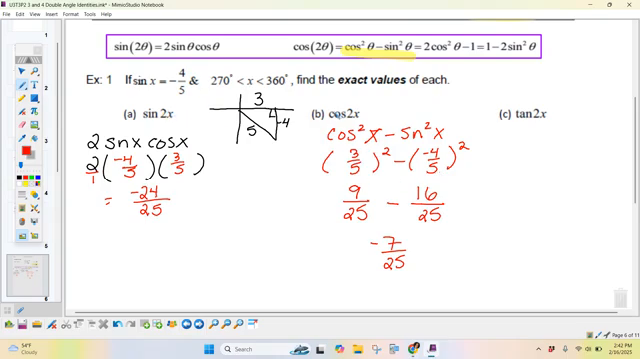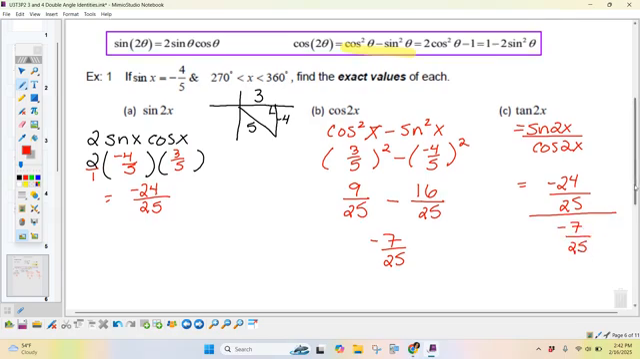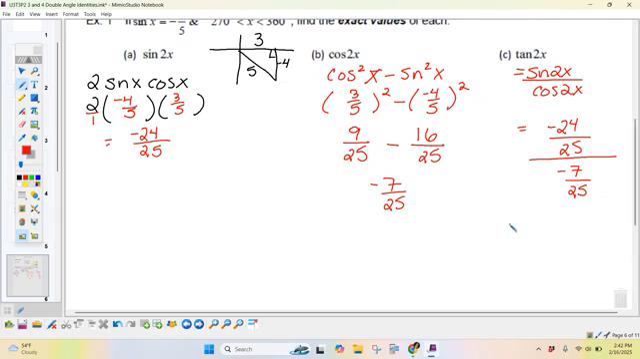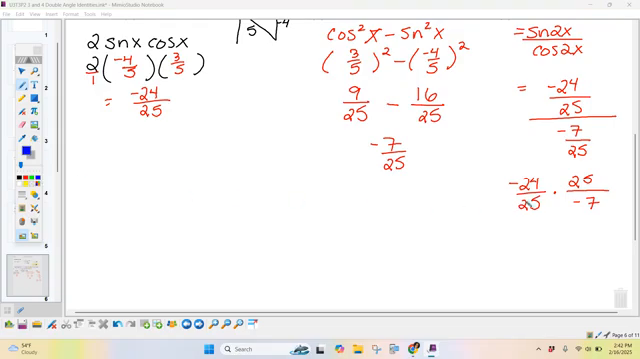For tangent 2x, since that's not on our formula sheet, and I already did the work for sine and cosine double angles, I'm going to use this identity to simplify this problem. So we get negative 24/25 all divided by negative 7/25. When you divide fractions, that's the same thing as multiplying by the reciprocal of the denominator. 25 divided by 25 is 1. Negative divided by negative is positive. And our answer is 24/7.